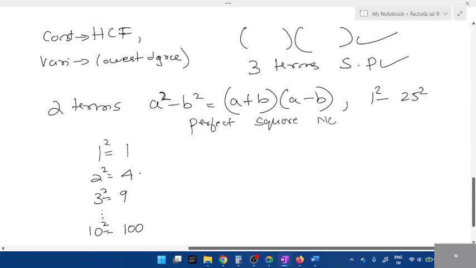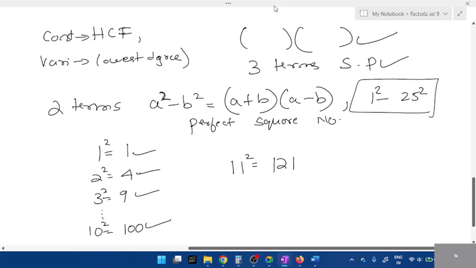See, these are known as perfect square numbers. 1, 4, 9, 100. What's the square of 11? 121. Up to how many squares should you all learn? 1 to 25. So 11 square is 121, which means this 121 can be written as what, students? It can be written as 11 square. This is how you'll have to learn.